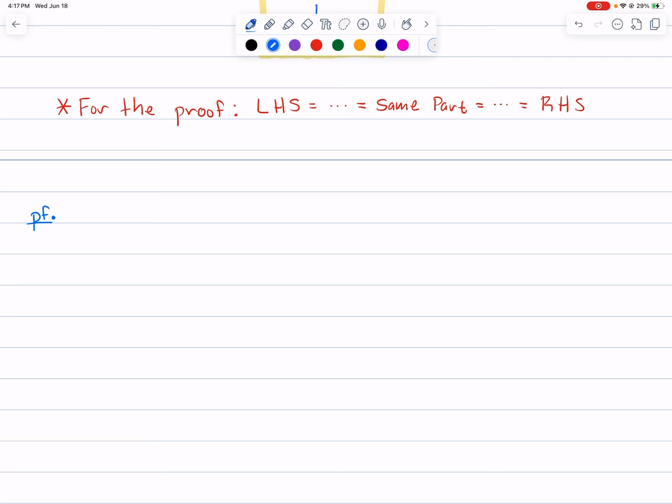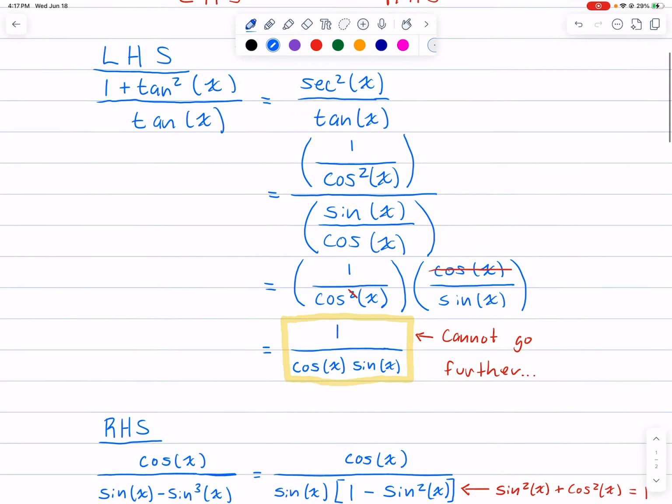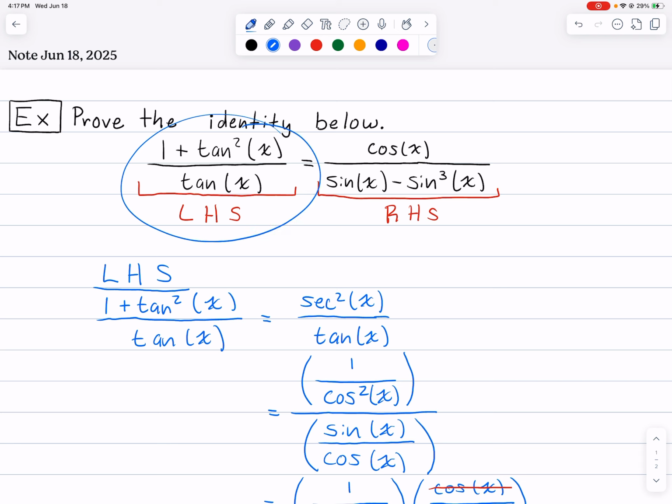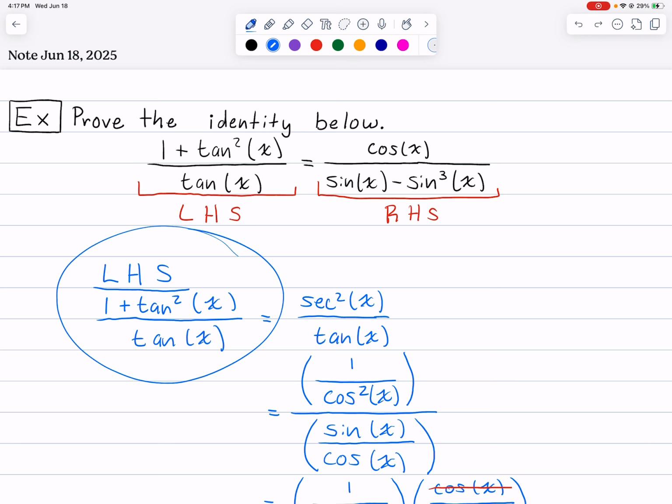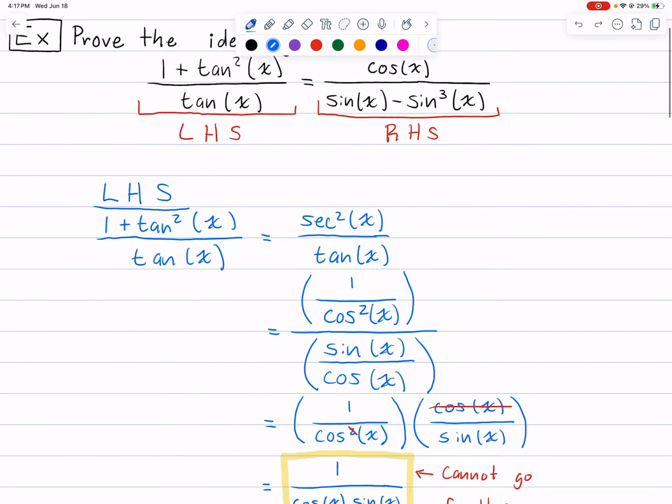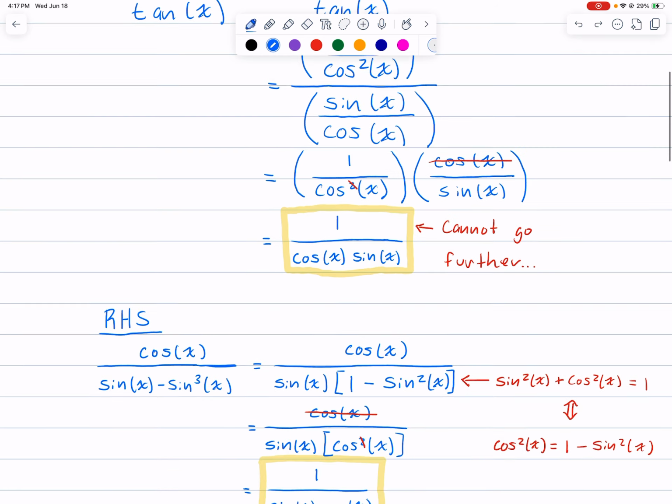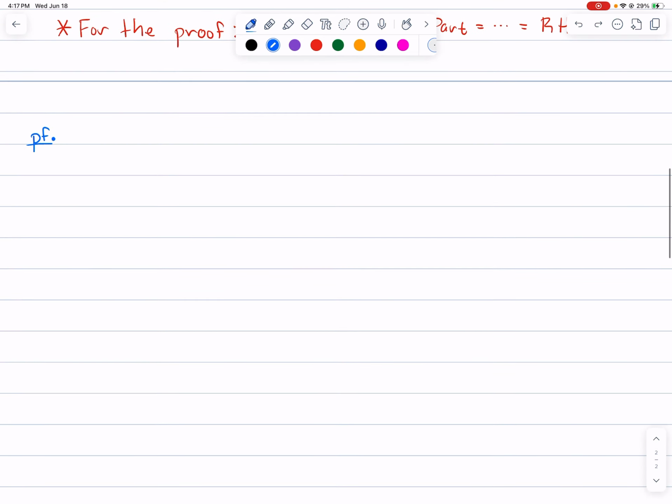We start with our left-hand side. So we start with what we labeled as the left-hand side, what we have right here. So I'm going to start with 1 plus tangent squared of x over tangent of x. I know it looks kind of funny when I read it this way, but I think that just helps when we have line paper to do it this way. So 1 plus tangent squared of x all over tangent of x.